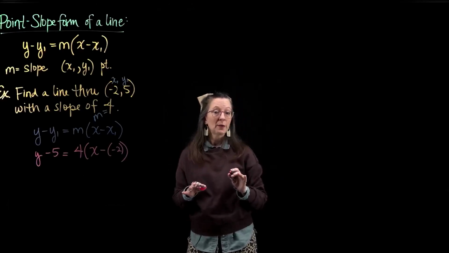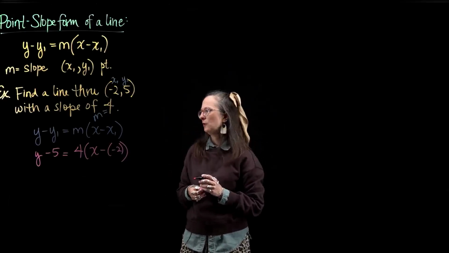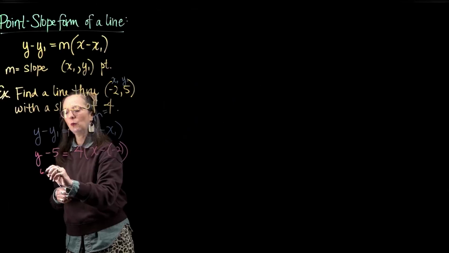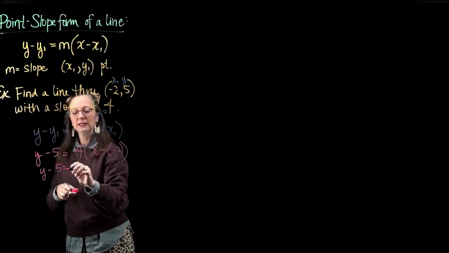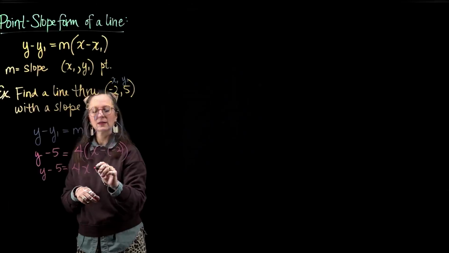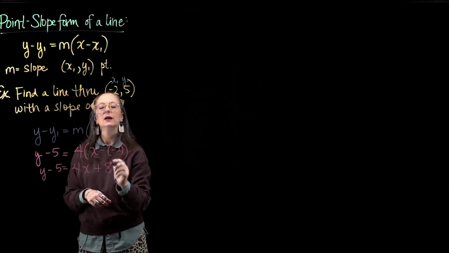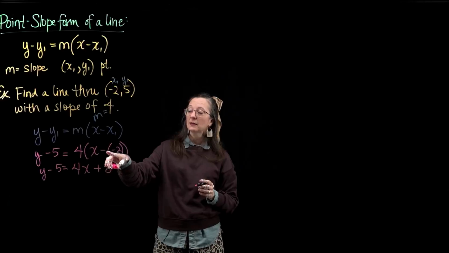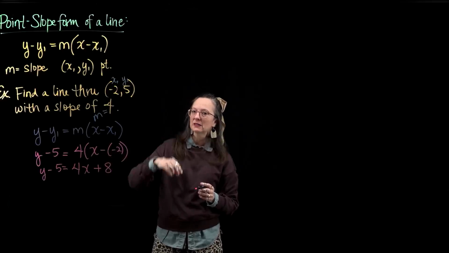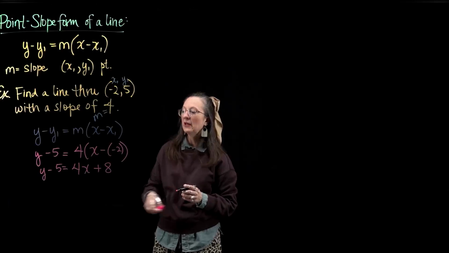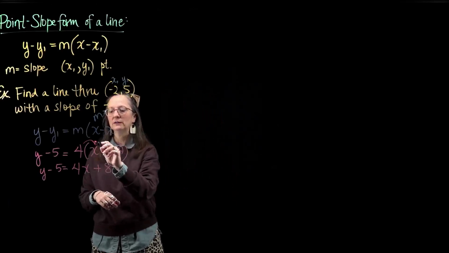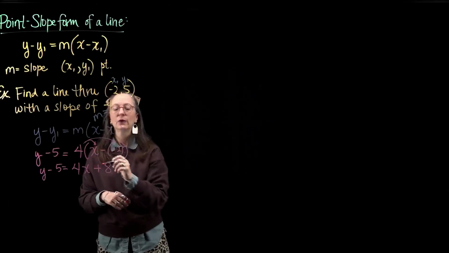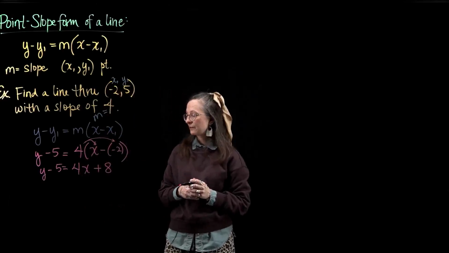We've got everything in the right place, just a little cleanup work here. So I have y minus 5 is equal to 4x plus 8. Remember, when we have x minus -2, that's the same as x plus 2. And when I distribute that 4 in, I have 4x plus 8.